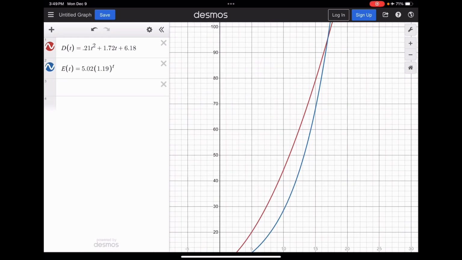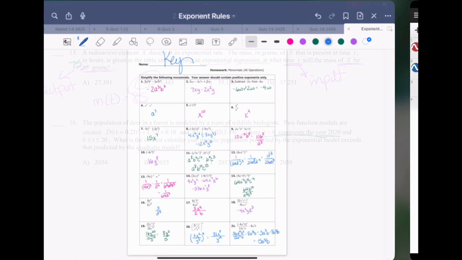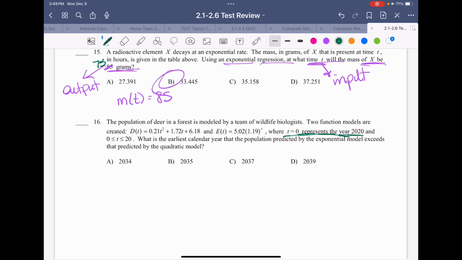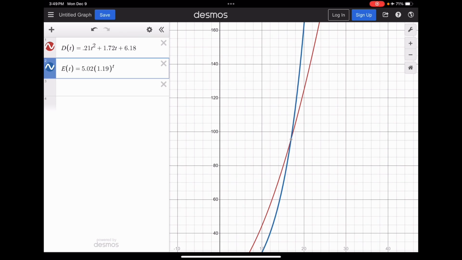All right, so here's the deal. Got to know which is which. Let's go back and look at what it said. What is the earliest calendar year that the population predicted by the exponential model exceeds that predicted by the quadratic model? So when I look over here, I can see that blue is the exponential. And so here's where they intersect, right? That's important. So they intersect at where the time is 16.937. So that's where they intersect. Right after that, immediately after that, is when the blue exceeds the red.